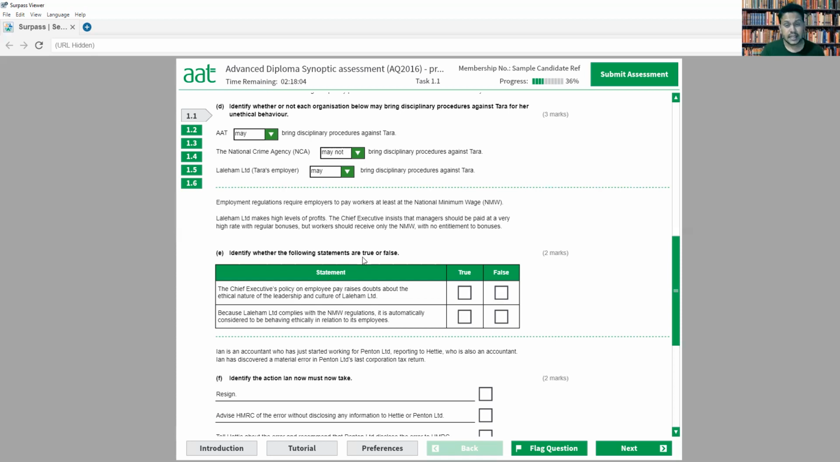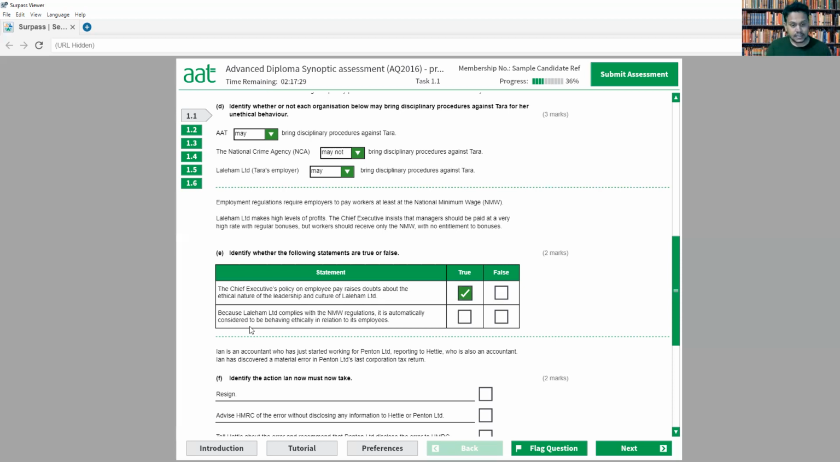Identify whether the following statements are true or false. The chief executive's policy on employee pay raises doubt about the ethical nature of the leadership and the culture of Leham Limited. That's true, isn't it? Because of the policy the chief executive is maintaining, it shows we have a doubt about whether this is an ethical environment, because it doesn't look ethical if they only pay the bonus to the managers, not to all the employees.